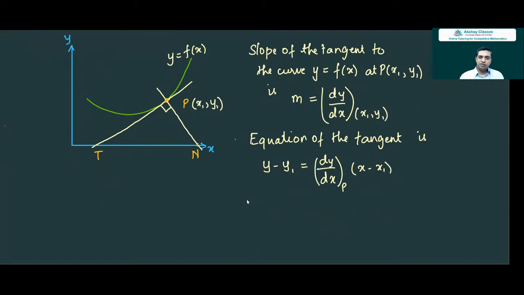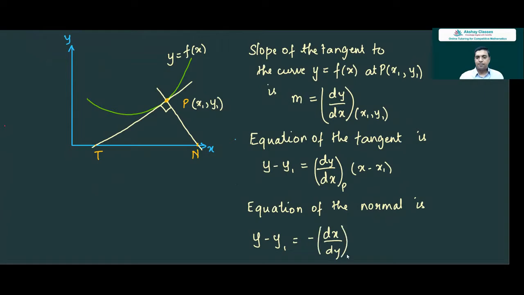Equation of the normal. What will be the slope of the normal? Because the normal is perpendicular to the tangent, the slope of the normal will be minus the reciprocal of the slope of the tangent. So minus dx upon dy. This is the equation of the normal. And then there is a subtangent, length of the tangent, length of the normal, that we can find out.